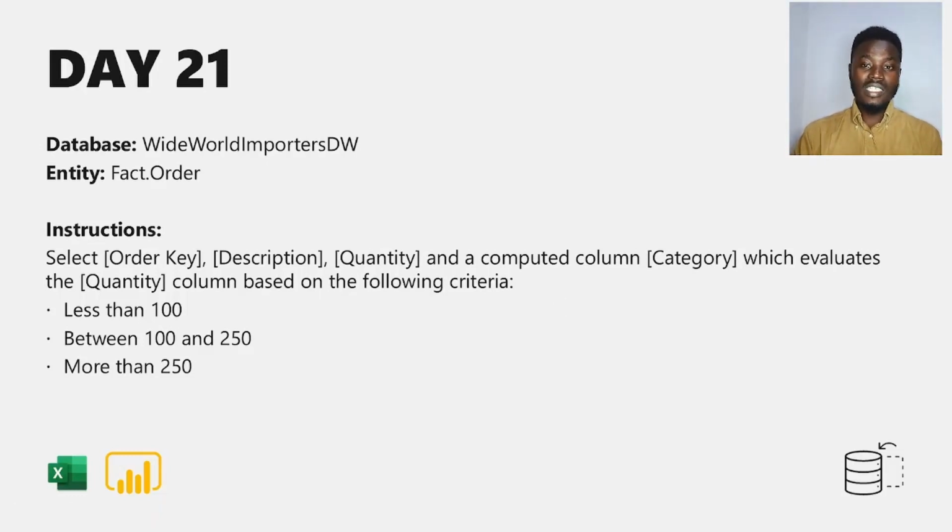For today's challenge, we are instructed to select order key, description, quantity, and a computed column called category, which evaluates the quantity column based on the following criteria: less than 100, between 100 and 250, and more than 250. We are using the Wide World Importers database for this challenge and the fact order table. So let's head over to Power BI.